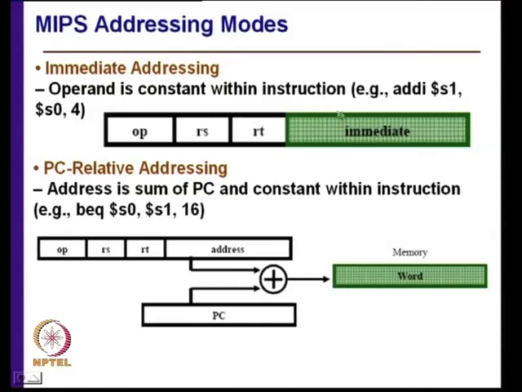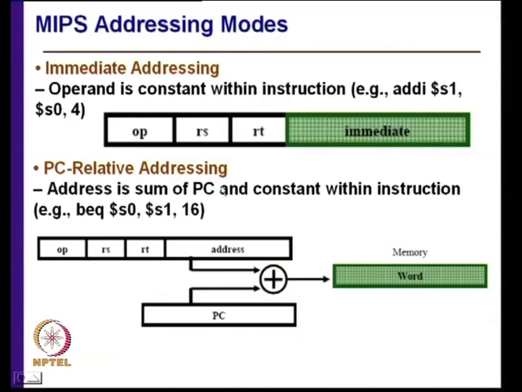Okay. Now, let us come to immediate addressing. As you know, in immediate addressing, you provide the operand as part of the instruction. So, operand is constant within instruction. So, it is addi, I stands for immediate, $S1, $S0, 4. So, 4 is the constant. So, you are adding the content of a register and this constant, and then you will be storing the result in the register itself. So, this is immediate addressing. So, we have seen that RS, RT, and this part is that constant value that is provided.